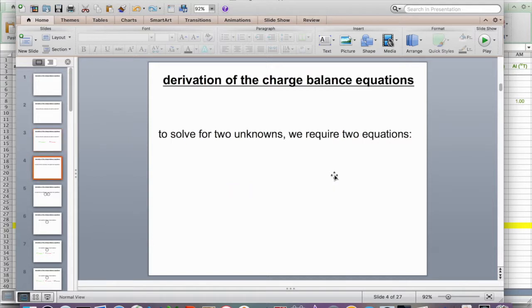Okay, so let's move on here. If we have two unknowns, we're going to require two equations. So equation 1 and equation 2. What are these two equations? Well, the first equation is going to have to be a mass balance equation. So let's see how we do this mass balance equation.